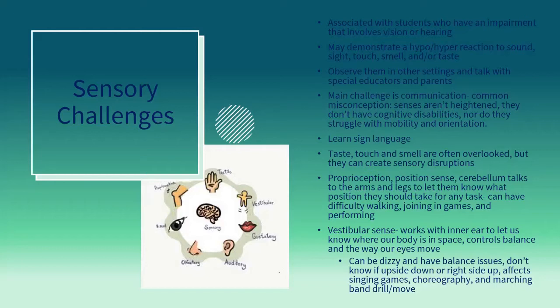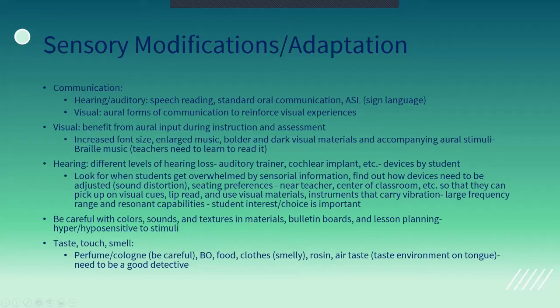They don't know if upside is down or right side is up. This can affect singing activities, choreography, and marching drill. So some modifications that you would want to input in the communication side of the challenges for hearing and auditory, you would want to implement some speech reading, standard oral communication, and ASL, which is sign language.